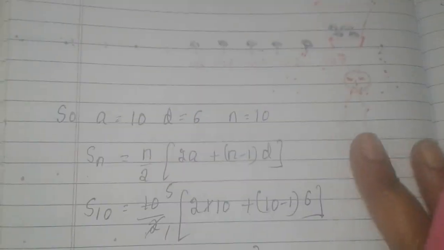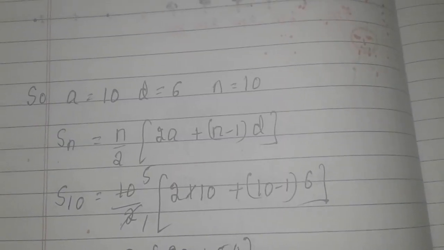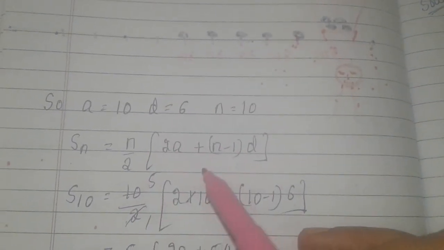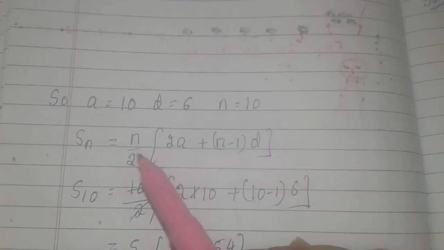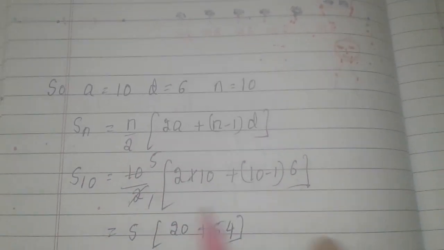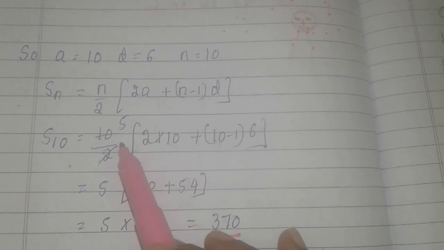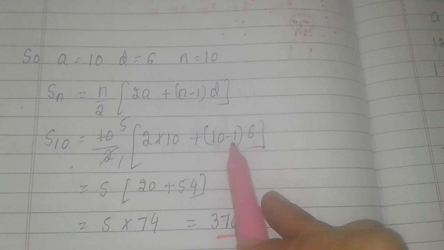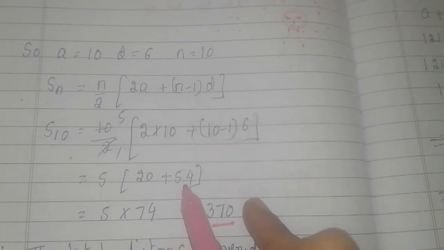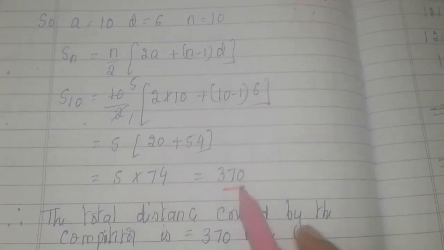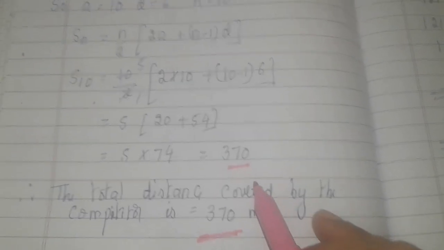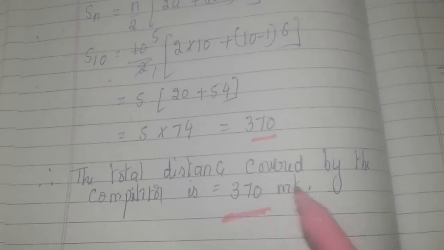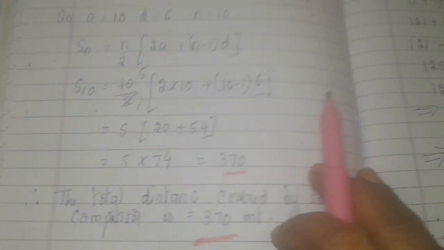Now which formula should I apply here? The Sn formula, that too the first formula. So Sn equals n by 2 into 2a plus n minus 1 into d. Here what is n? n is 10 because the number of potatoes is 10. So 10 by 2 into 2 into 10 plus 10 minus 1 into 6, that is 9 sixes are 54, plus 20, 74, into 5, that is 370. The total distance covered by the competitor is 370 meter.